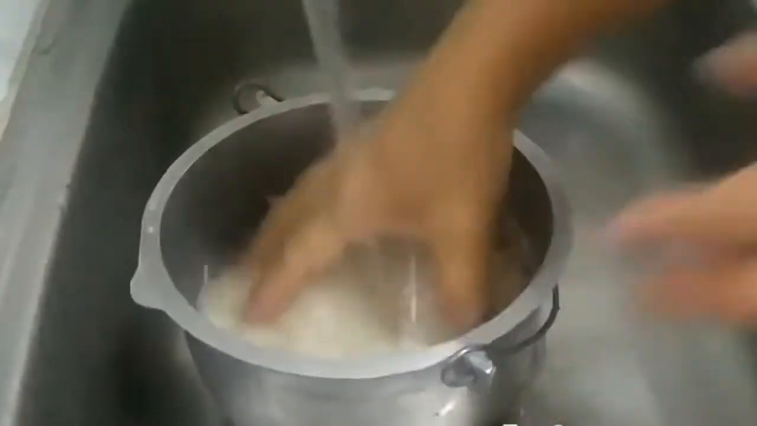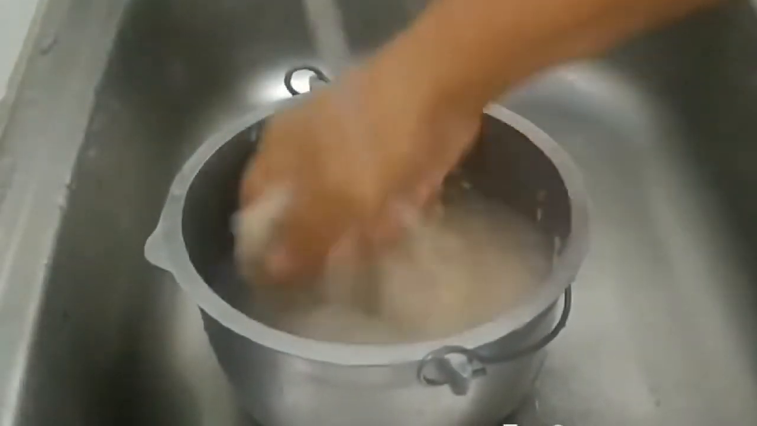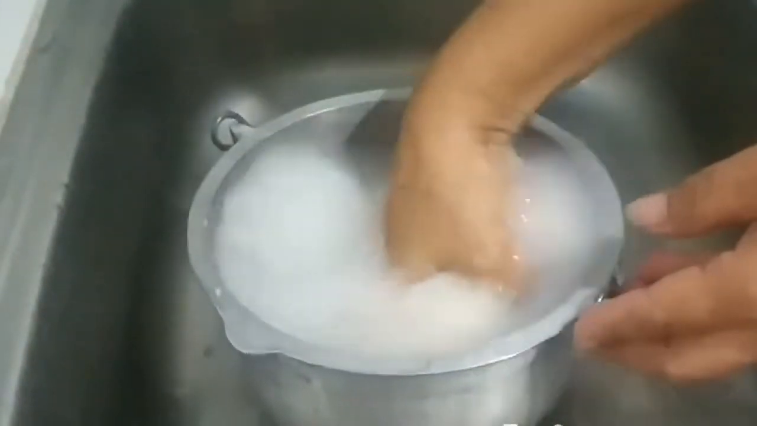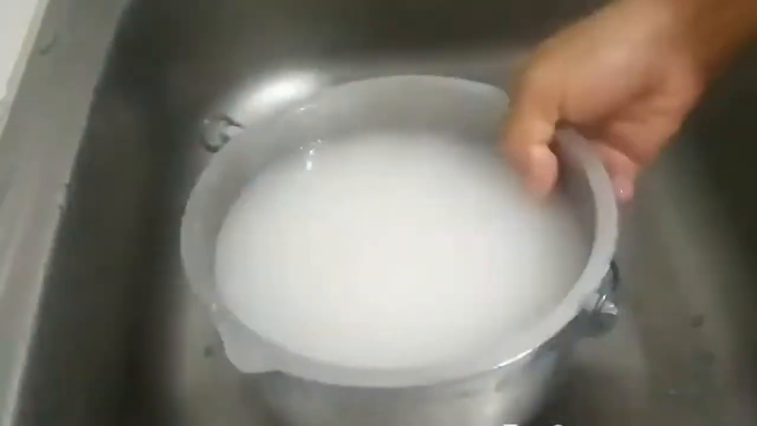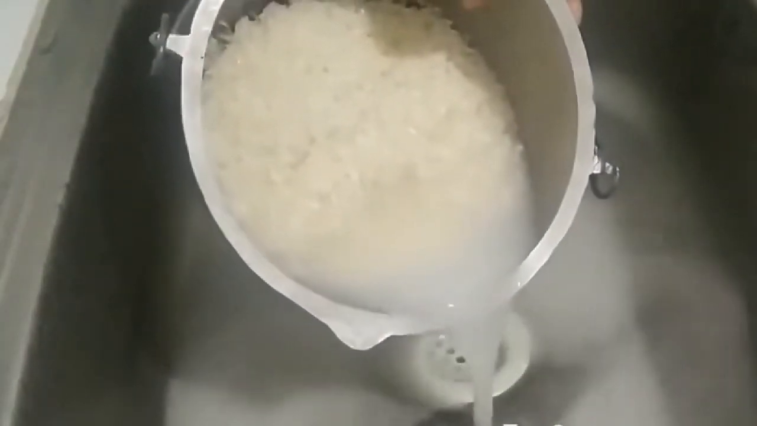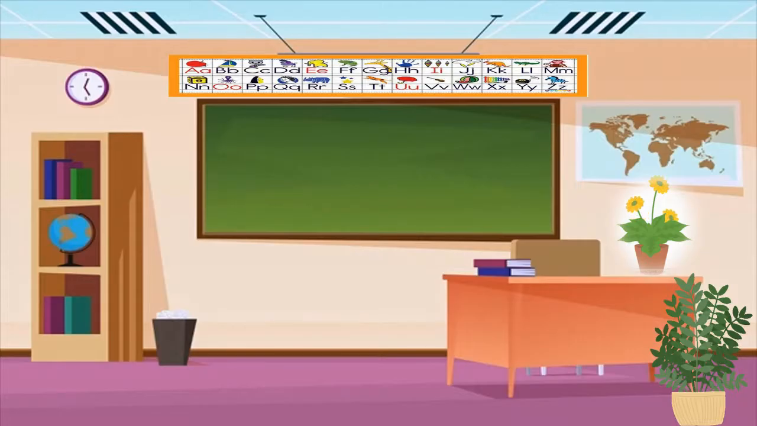When we cook rice, we need to wash the rice with water to remove the dirt from it. How are we going to remove the water from the rice? Yes, you're right. By slowly pouring out the dirty water from the pot, leaving the rice particles inside. And this process is called decantation.